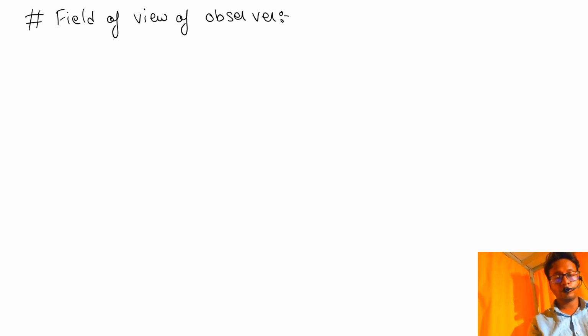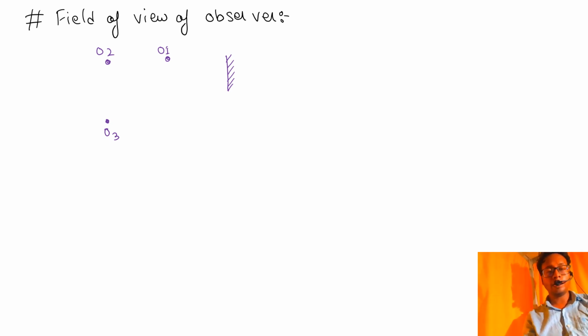Okay, what do I mean by that? That means suppose there is a plane mirror. Out here there is object 1, out here there is object 2, out here there is object 3. Now tell me, how many images will this mirror form?